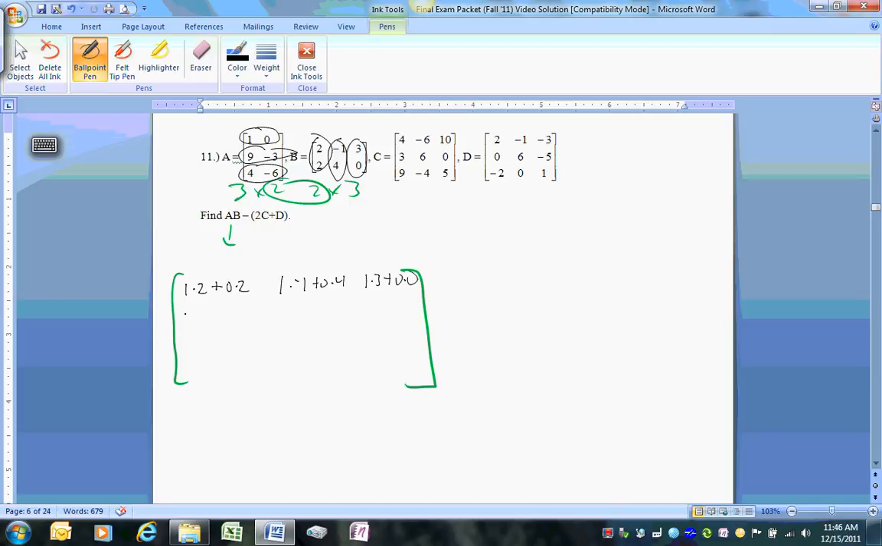So 9 times 2 plus negative 3 times 2. 9 times negative 1 plus negative 3 times 4. 4 times 3 plus negative 6 times 0. Again, 4 times 2 plus negative 6 times 2. 4 times negative 1 plus negative 6 times 4. And 4 times 3 plus negative 6 times 0. And I did make one mistake. That should be a 9 right there. My apologies.